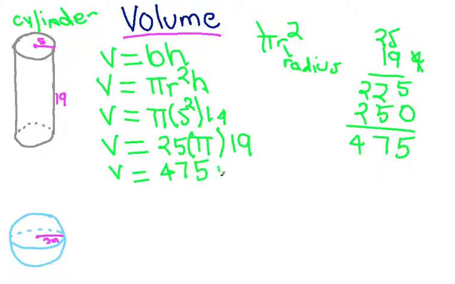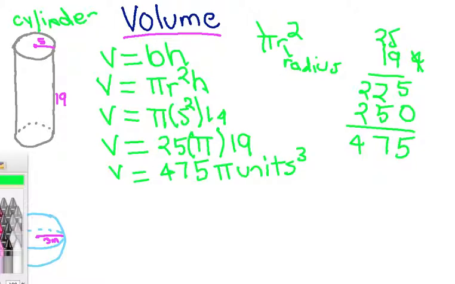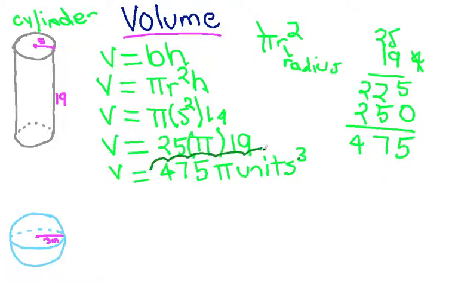So the volume is equal to 475 pi units, since no unit was specified, units cubed, because it's volume. Let me use a different color here. So this is our final answer. And that's how you find the volume of a cylinder.